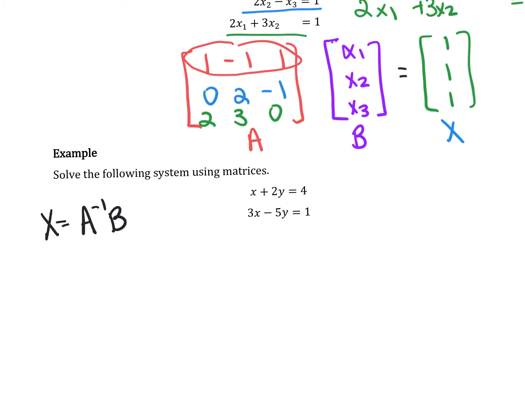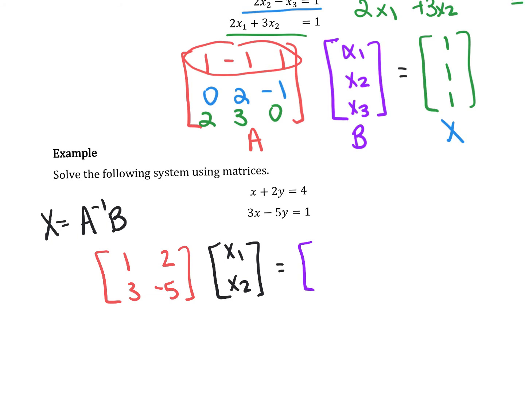So we'll start off by writing the A matrix, which is 1, 2, 3, -5. The variable matrix, which in this case we have x and y. We're going to call x x1, and y x2, which means the variables x1 and x2. And it's equal to the constant matrix, which in this case is 4 and 1. So the first step here is to actually generate the A inverse matrix.